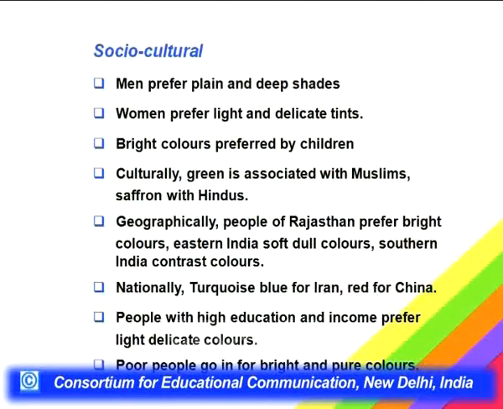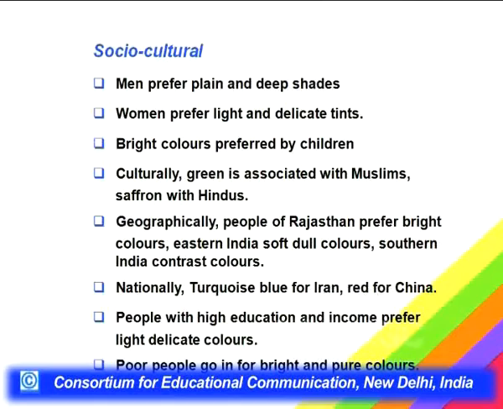Socio-cultural response. Culturally, or the atmosphere in which one lives, responds to the color. In general, men prefer plain and deep shades for their dresses.